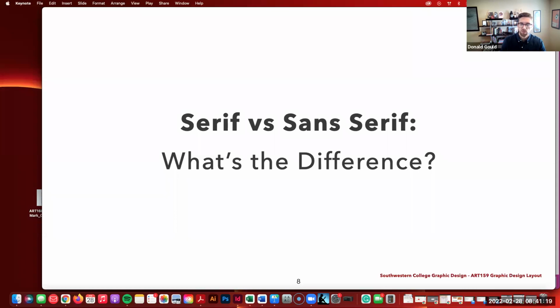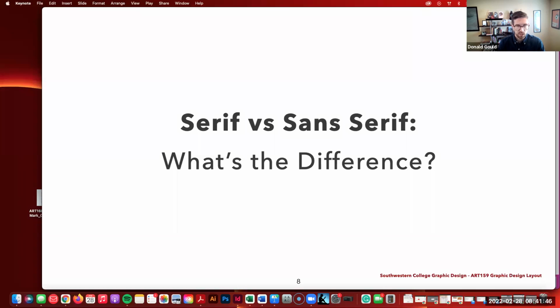So we looked at the difference between a typeface and a font. And there are also different styles within typefaces themselves, right? The first one we want to look at is serif fonts versus sans serif fonts. These are probably two of the more popular styles that you're going to be dealing with as a designer. And it's really, really important to understand the difference and be able to start to see these.